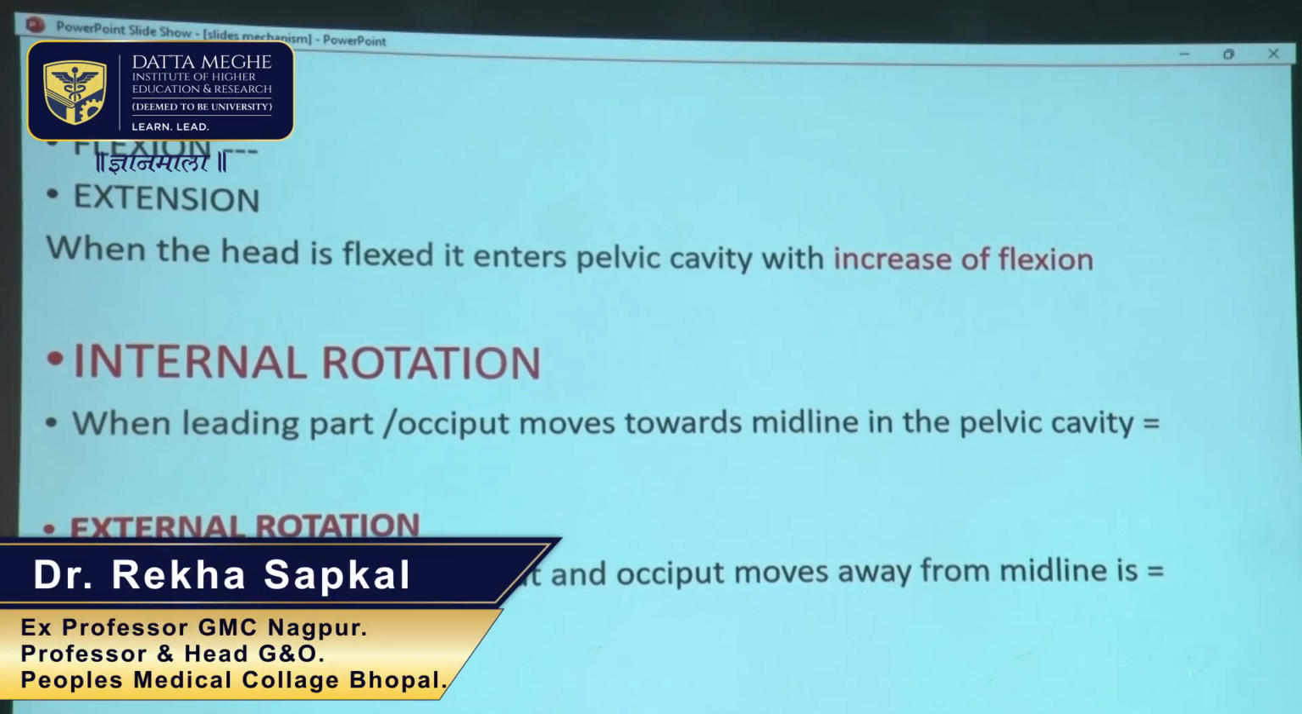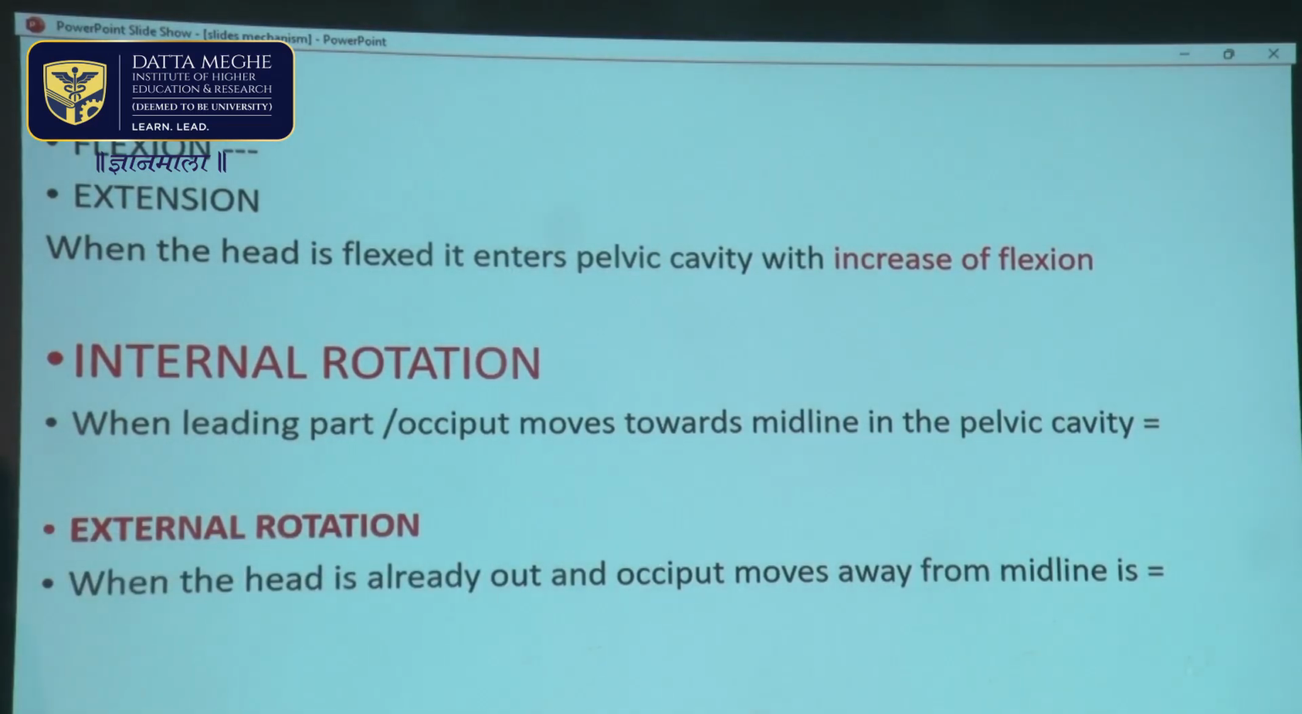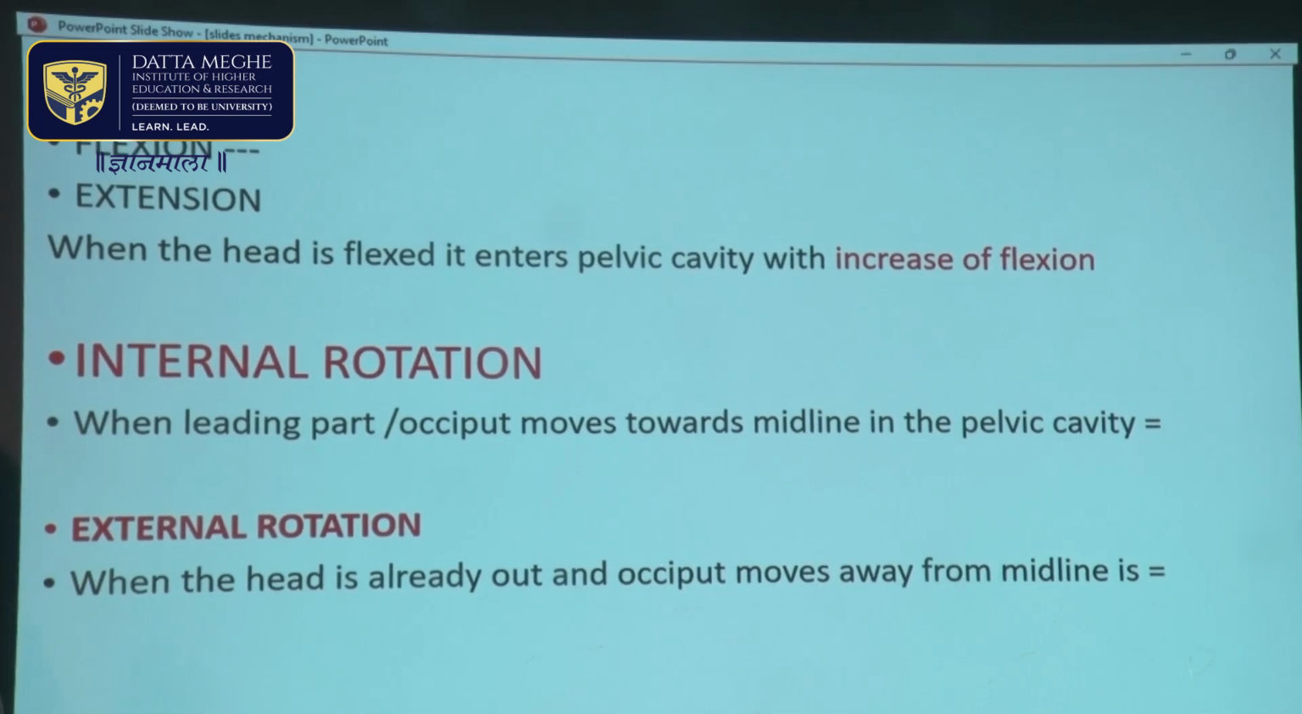What do you understand by engagement of the head? Head enters into the pelvic cavity, the biparietal diameter enters at the pelvic cavity. Up to what level it enters? Up to the ischial spine, and abdominally the sinciput is not palpable. When the head is well flexed, occiput is at a lower level and sinciput is at a higher level.